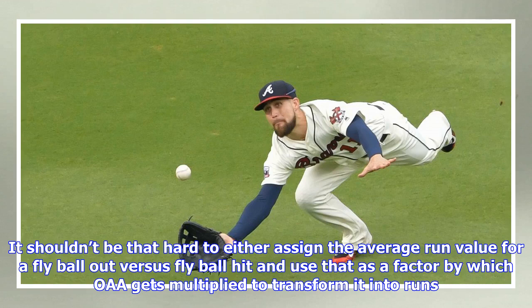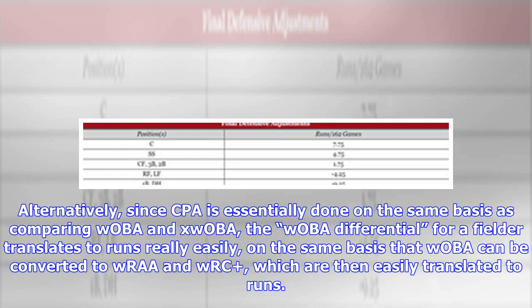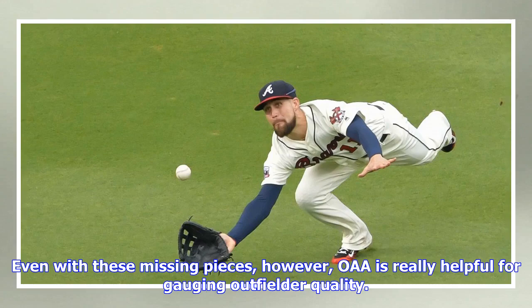It shouldn't be that hard to assign the average run value for a fly ball out versus a fly ball hit and use that as a factor by which OAA gets multiplied to transform it into runs. Alternatively, since CPA is essentially done on the same basis as comparing wOBA and xwOBA, the wOBA differential for a fielder translates to runs really easily, on the same basis that wOBA can be converted to wRAA and wRC, which are then easily translated to runs. Even with these missing pieces, however, OAA is really helpful for gauging outfielder quality.